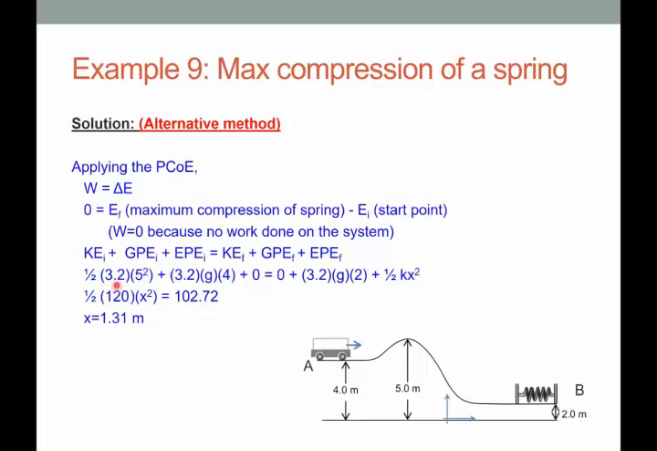Initial energy at point A consists of the KE and the GPE and 0 elastic potential energy. The final energy at point B consists of 0 KE since the trolley comes to a stop, GPE since the spring is still at a certain height from the ground level, and half kx squared. Solving the equation gives you 1.31, which is the same answer as previous.